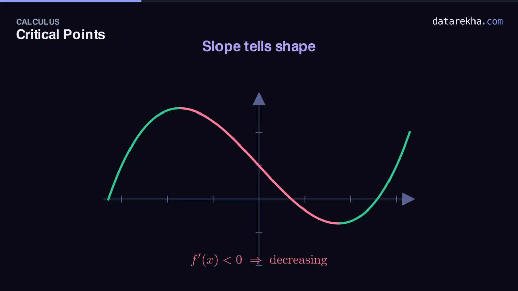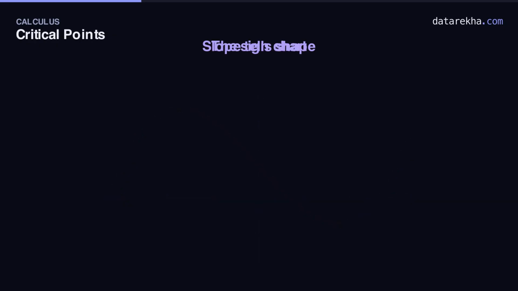Green up, rose down. The slope sign is the direction of the curve, and notice where the colors switch. Green turns to rose at the peak, and rose back to green at the valley, exactly at the flat spots, where the slope passes through zero. The critical points are the seams between rising and falling.